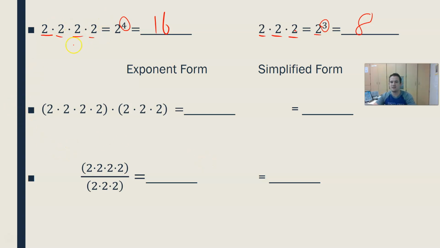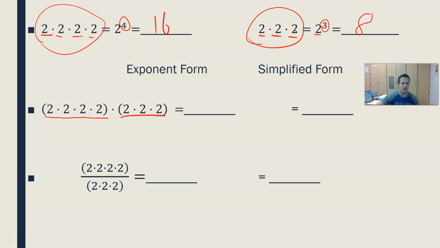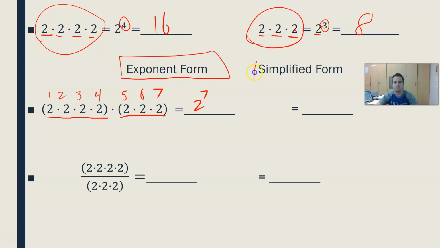Well, what if I wrote the expressions 2 to the 4th and 2 to the 3rd out together as 2 times 2 times 2 times 2 times 2 times 2 times 2? How many times am I multiplying 2 by itself? Well, there's 1, 2, 3, 4, an extra 3 here, so 5, 6, 7. I could write this as 2 to the 7th power, because I'm multiplying 2 by itself 7 times. That's the exponent form. And if I determine what that is in my calculator, 2 to the power of 7 is 128.